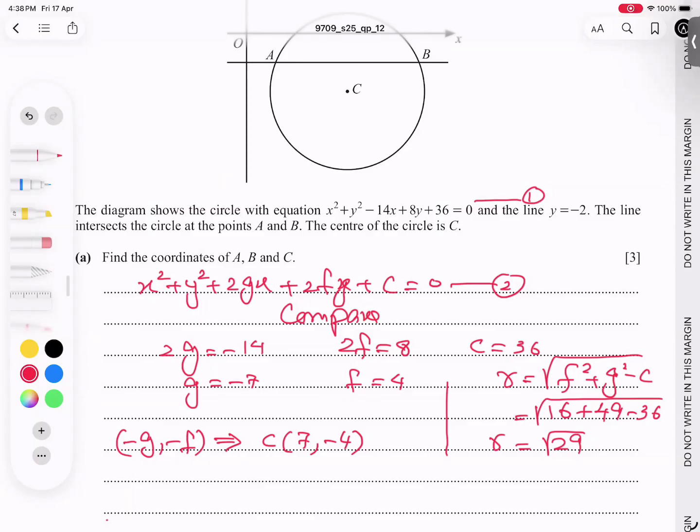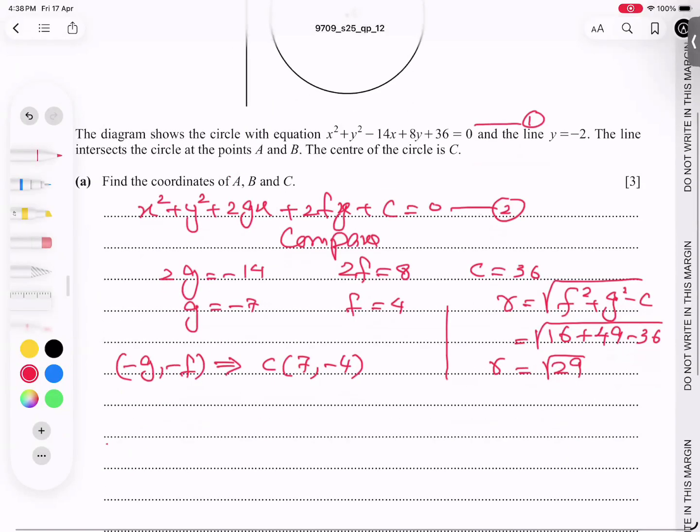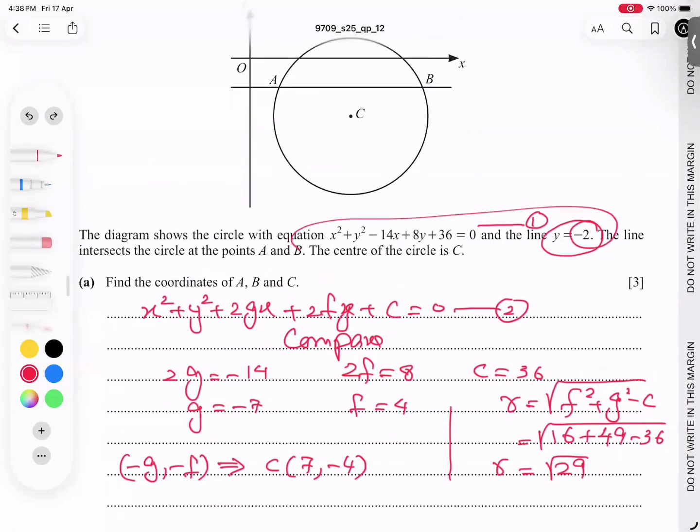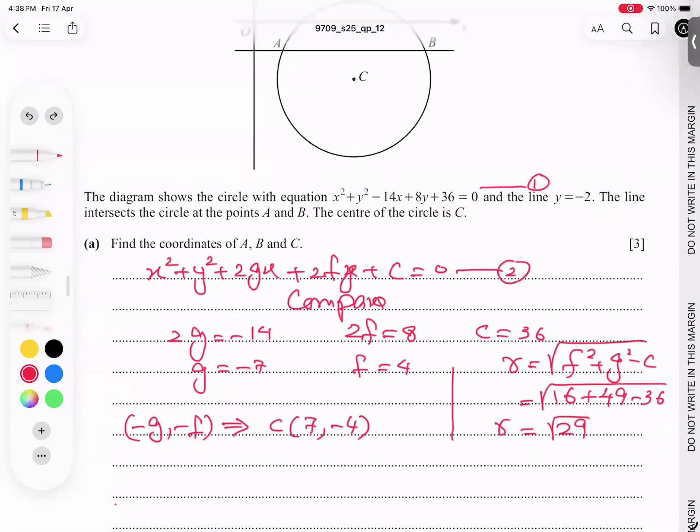So yes, clear. Onwards, how we can continue. This is done, and now the C coordinate I got before. Now how to get A and B? So I will replace this y in the whole equation, and I will get it easily.